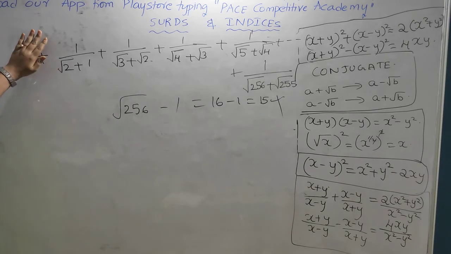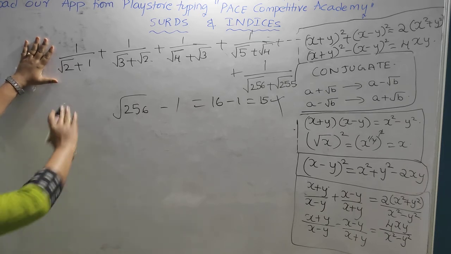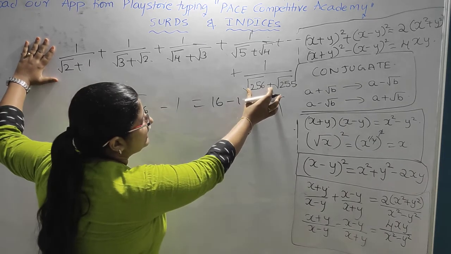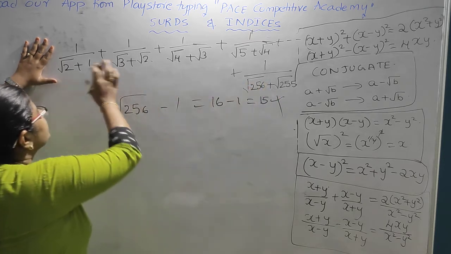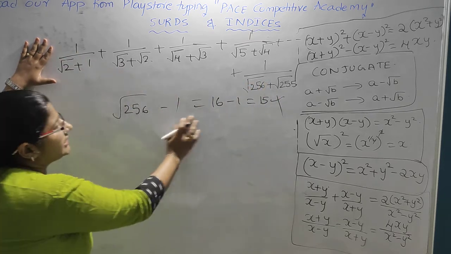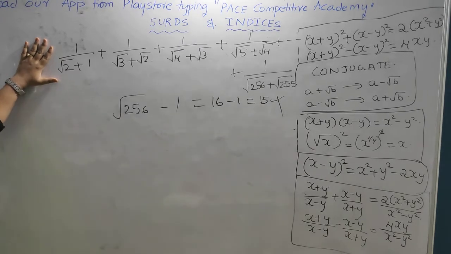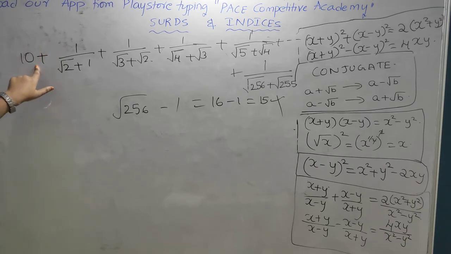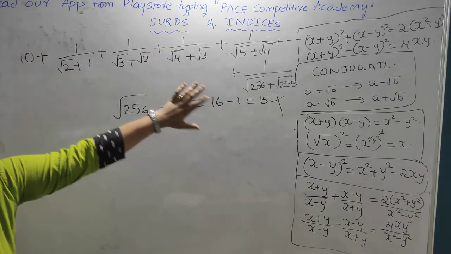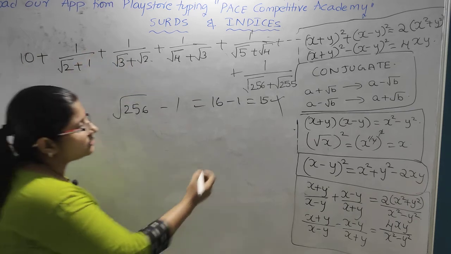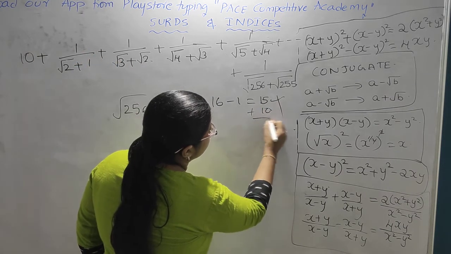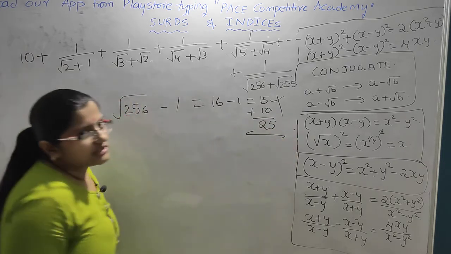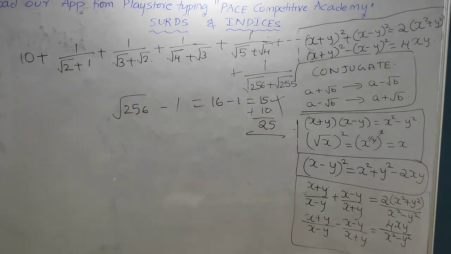You may overlook and eliminate this 10, and see only this series. You will pick the highest term from the last term and the least one from the first, and you will get 15, which will definitely be in the options provided. But here you can see this entire series is added with 10. So we need to add 10 also. Then you will get 25, which is the right answer. Coming to the next question.